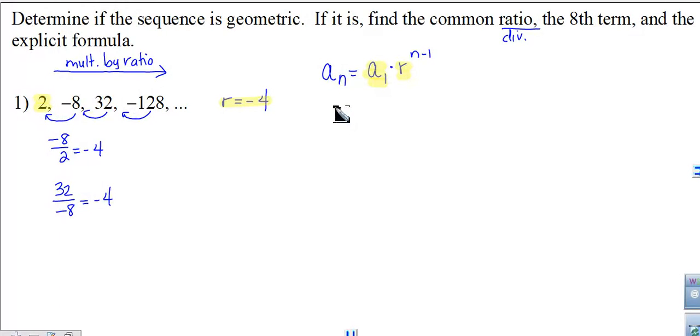Let's plug those in. So our explicit formula will be a sub n is equal to 2 times -4 raised to the n-1 power. We're not going to fill in the n's at this time because we want this to remain a generic formula, something we can use to find any term in the sequence. The problem asks us to find the 8th term. So what we're going to do is everywhere that we see an n, we're going to replace it with an 8.